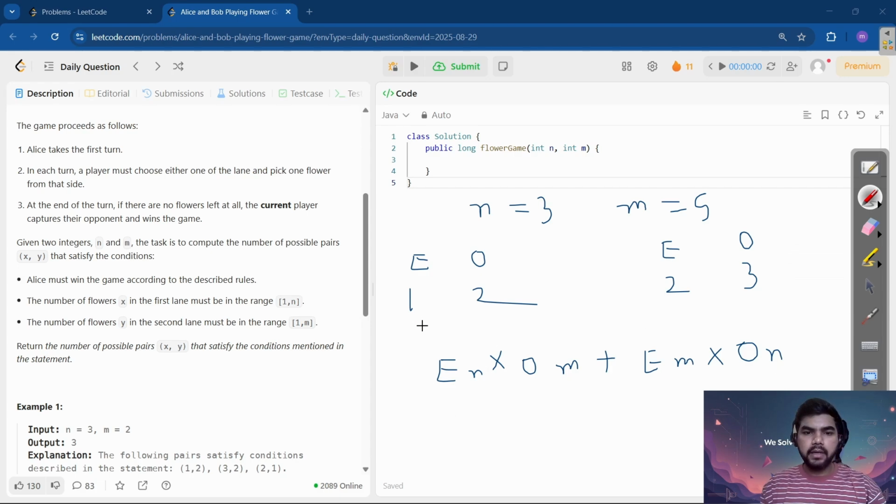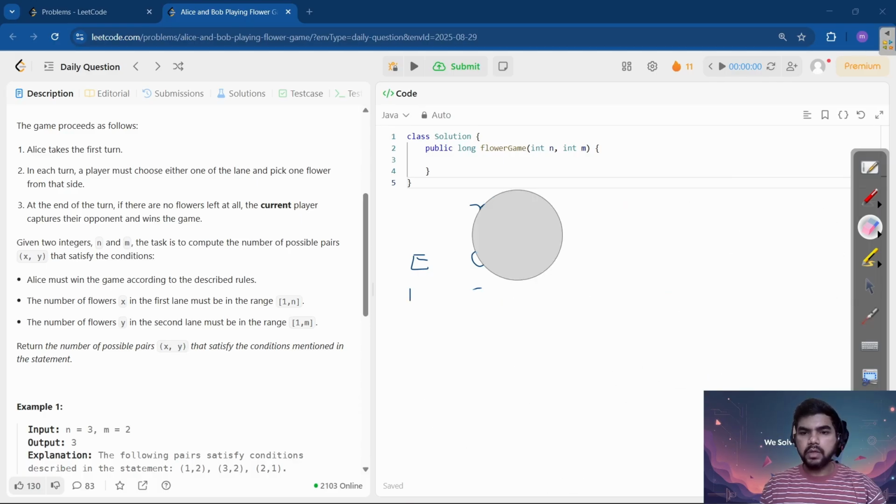So I'll just write it here: even n is 1 into odd m is 3, plus even m is 2 into odd n is 2. So this will be 4 plus 3, that is 7. So here 7 is the answer. So let's write the code with this and try to see if it's working or not.